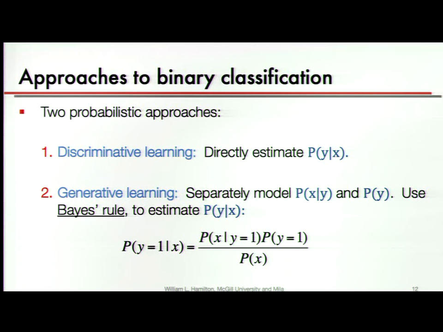But for today, narrowing in once more: we went from looking at probabilistic versus decision boundaries, and now within probabilistic, we have discriminative versus generative. For the time being, we're going to focus on the basic discriminative learning approach. So we're trying to just directly estimate the probability of y given x.